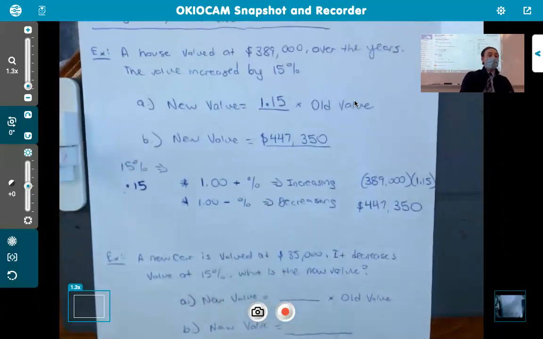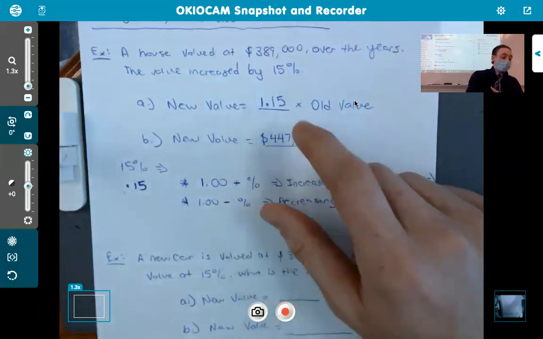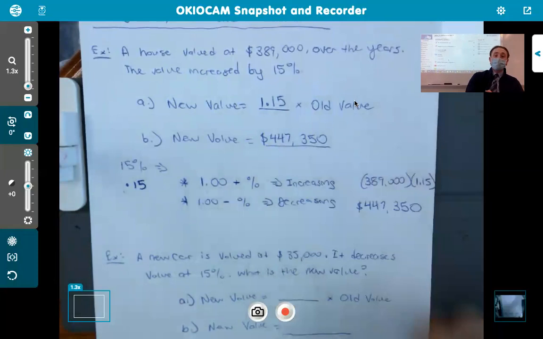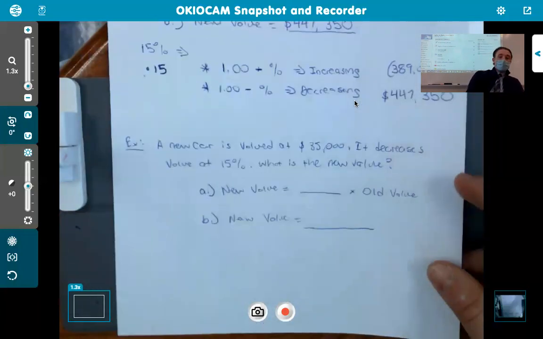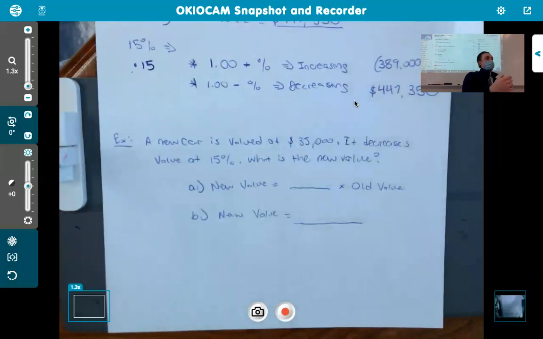All right, so that's going to be the A and B of the problems that you'll see on Alex. So part A, what do I have to multiply it by? Part B, what's the new value? Are there any questions about that first example? Okay. Let's see what happens when I decrease in value.